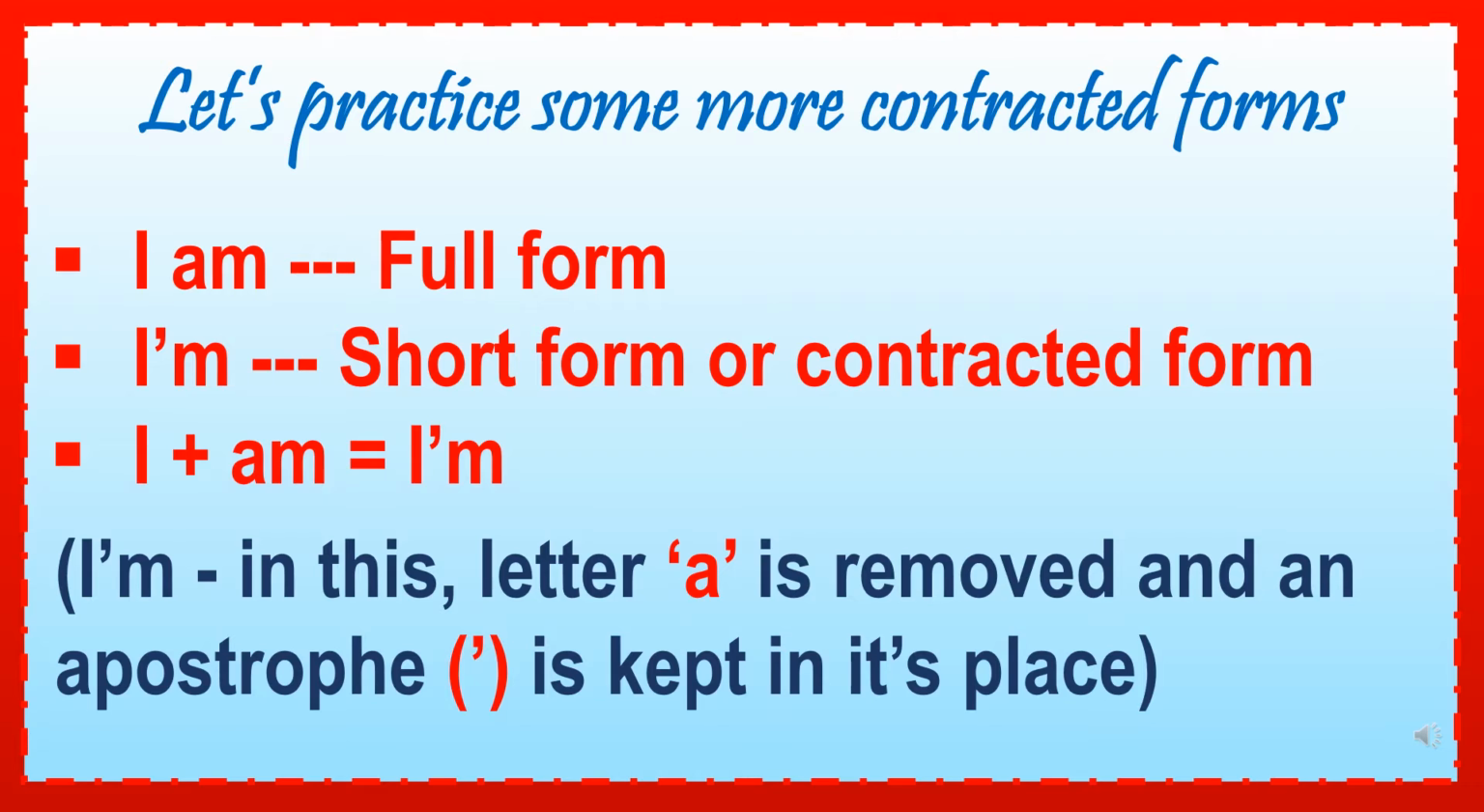Look at the first example. I am. I am. This is the full form. Two words are put together. When we are writing the short form of I am, we have to remove the letter A. In its place, we have to place the apostrophe. Then it becomes I'm.